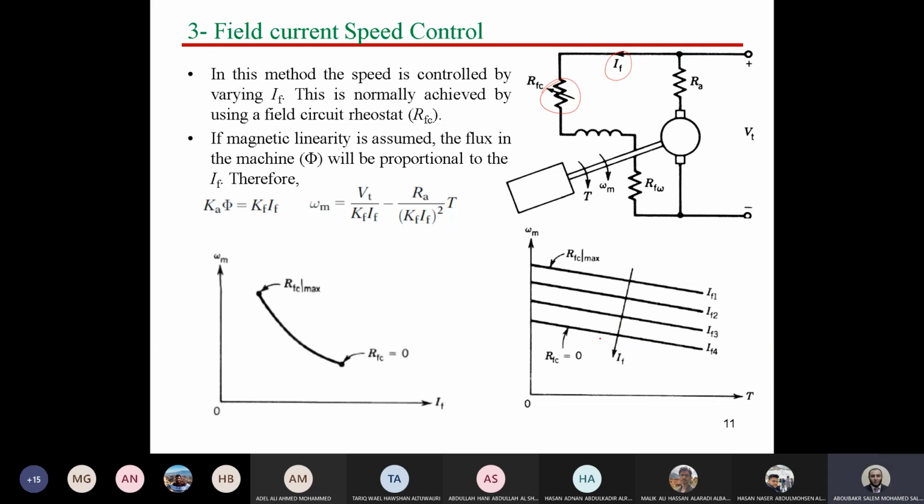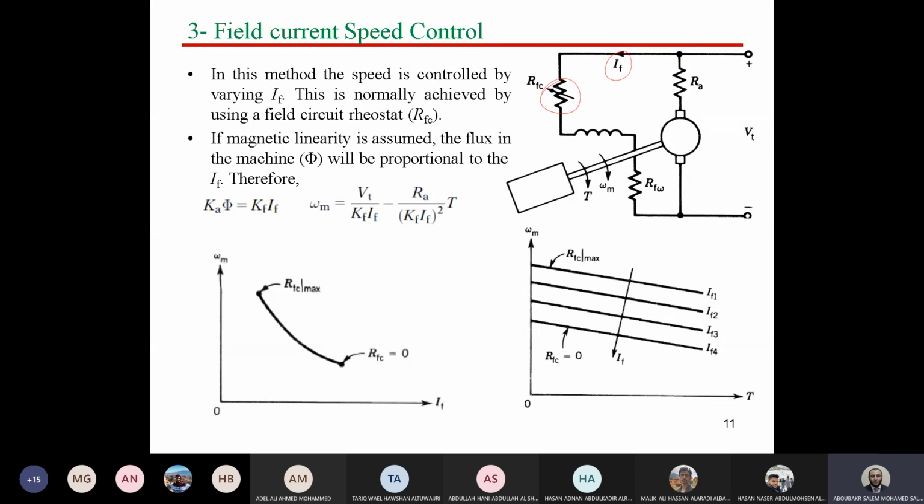And we have some limits for this control. We have RF control equals 0 at that point, and this is the highest value of RF control, okay? And this is the relation between omega m and IF at different control values of resistance. There is a relation in order to check the value of required resistance of field control in order to control this current.